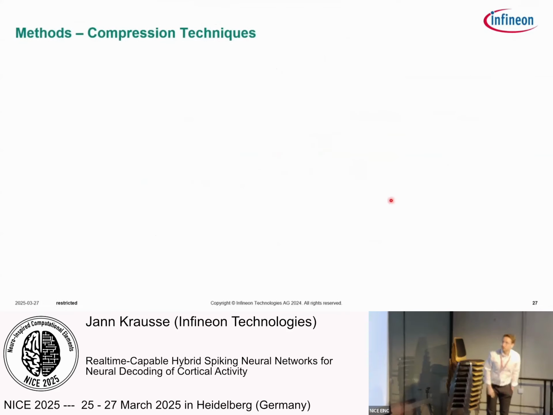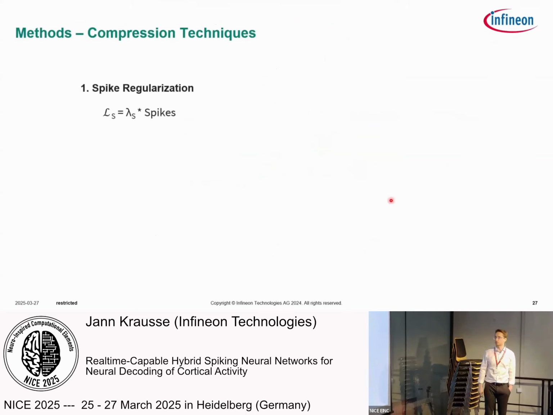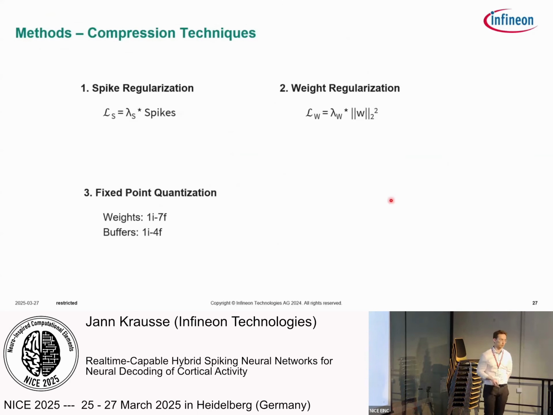We also have methods for compression, of course, including spike regularization, so penalizing a large amount of spikes being emitted by the network, as well as weight regularization, the same for the absolute weight values. This goes especially well together with quantization. We use fixed point quantization for our networks: 1 integer 7 fractional bits for the weights, and 1 integer 4 fractional bits for the buffers.